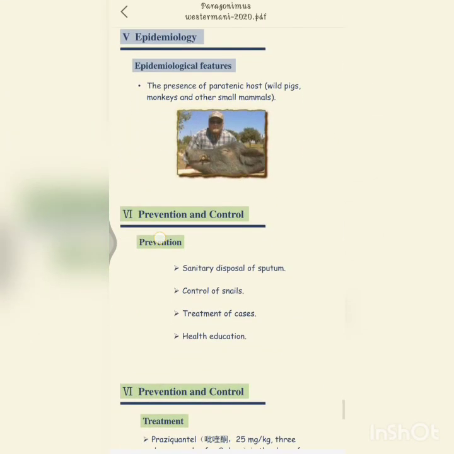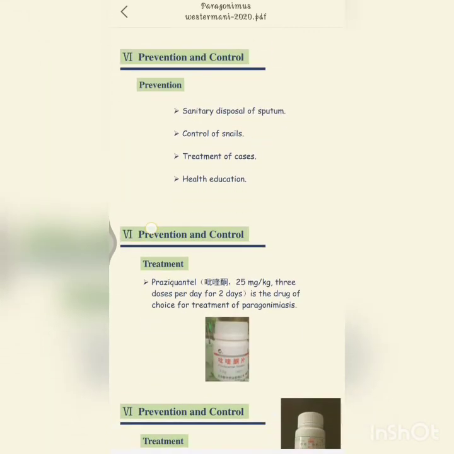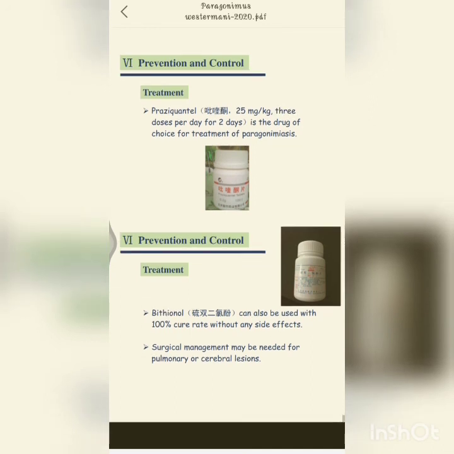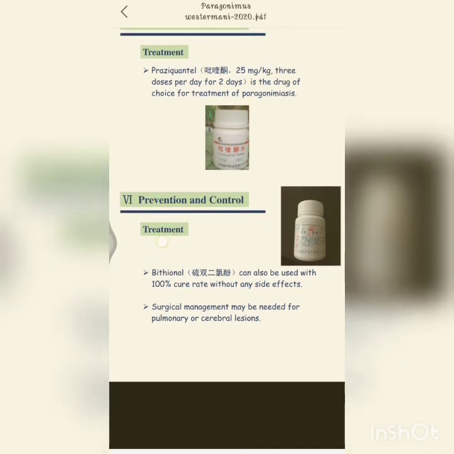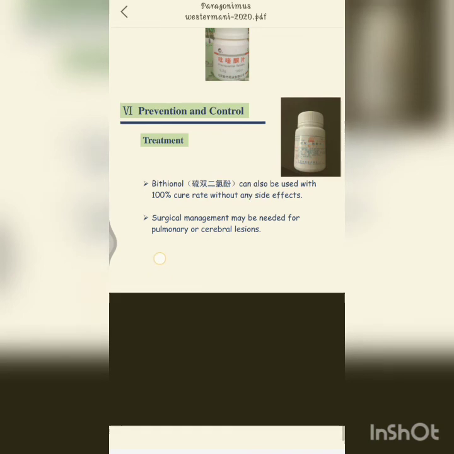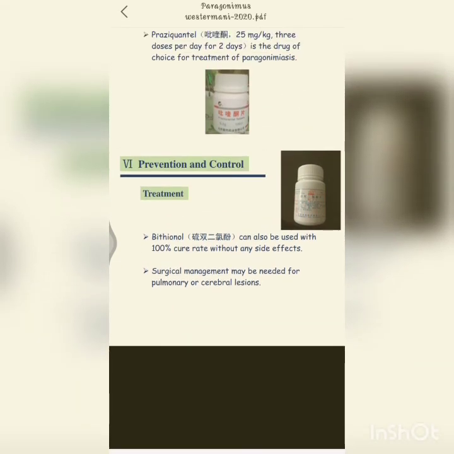And there is the presence of reservoir hosts, that is wild pigs, monkeys, and small mammals. Prevention is by sanitary disposal of sputum, control of snails, treatment of cases, and health education. The main drug which we give for this is praziquantel, given 25 mg for 3 doses per 2 days, and it is the drug of choice for paragonimiasis. And also bithionol can be used for 100% cure rate without any side effects, and also surgical management if needed for pulmonary or cerebral lesions.